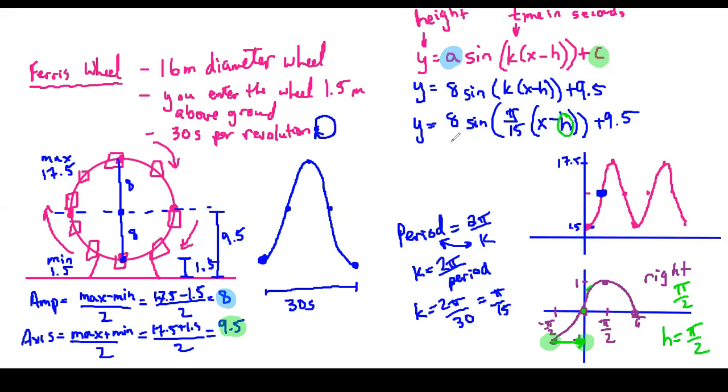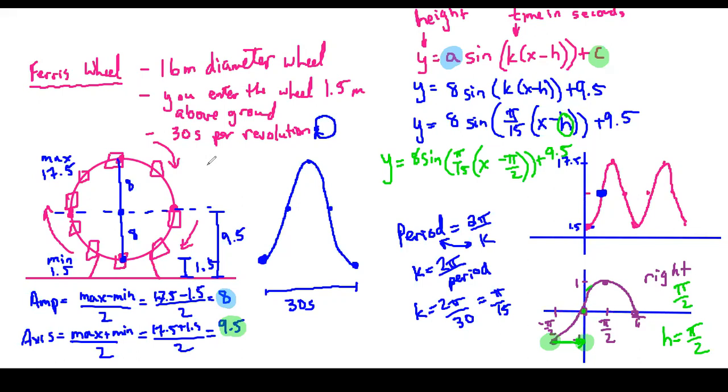Okay, so this now is just going to be re-shifted. So 8 times the sine of pi by 15 x minus pi by 2 plus 9.5. All right. So really what we're doing then is all of that stuff that we looked at first, the amplitude, the max, the min, so the max and min, which gave us our amplitude and our axis, that helps us get our A value and our C value very easily.